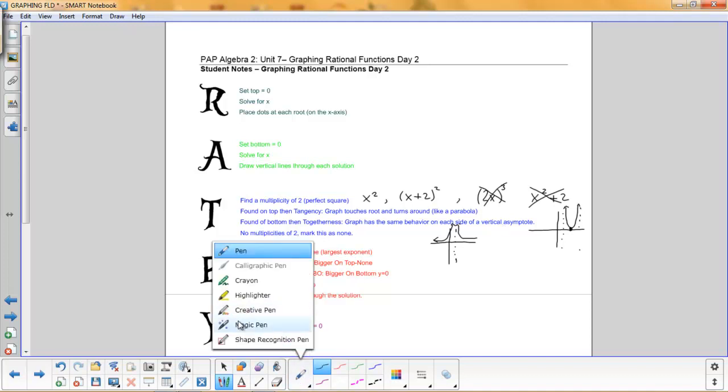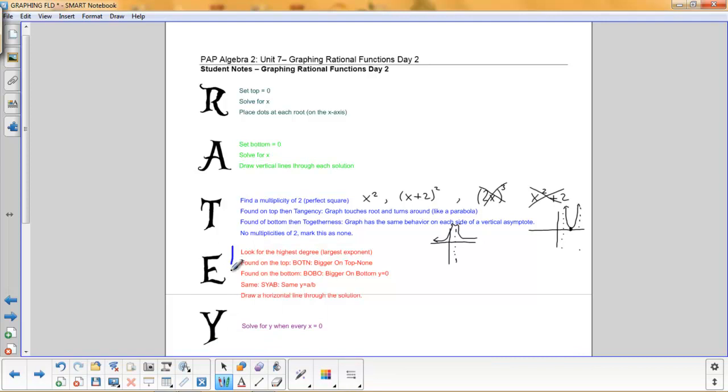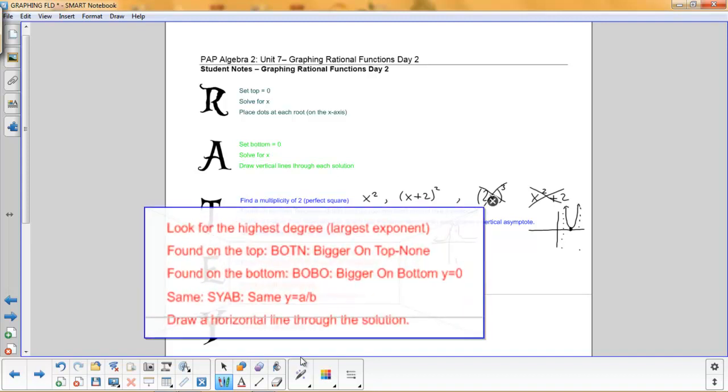All right, E, end behavior, has some things to look at also, so we're going to focus on that for just a few minutes before moving on. So let's look at it here. Okay, we're going to look for the highest degree. That's the largest exponent. If the largest exponent is found on top, we're going to use the acronym BOTN, BOTN. That means bigger on top. There is no horizontal asymptote.